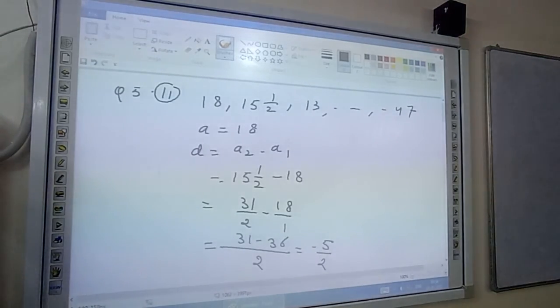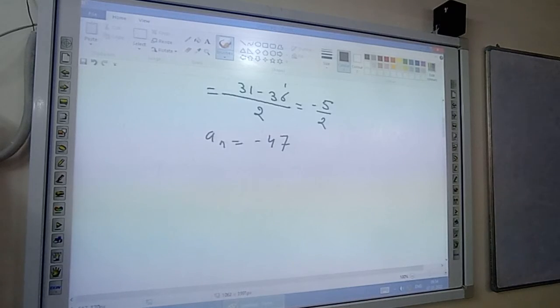Is the question clear to everyone? Yes, sir. So here n means number of terms. How many terms are there?